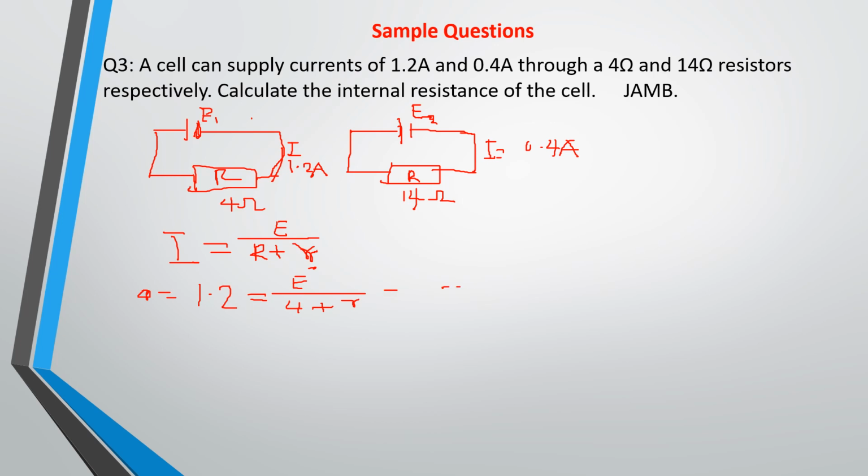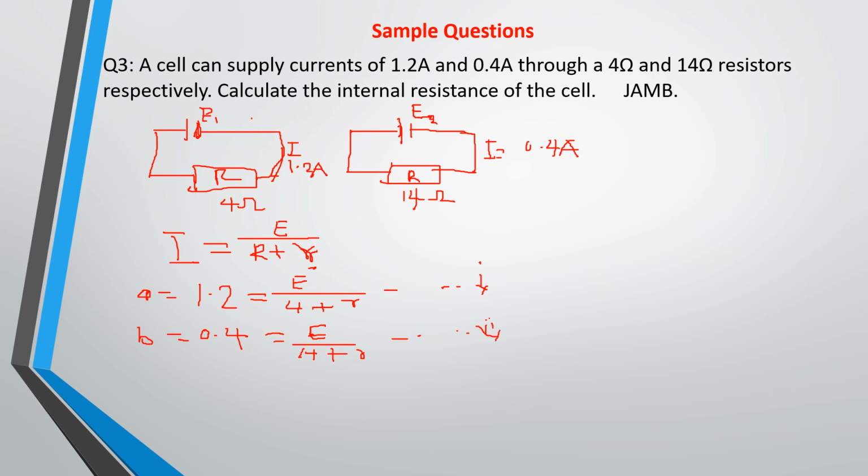So let's just take this as 1. Then B, second one, is 0.4 equals E all over 14 plus R. So take this as the second equation.